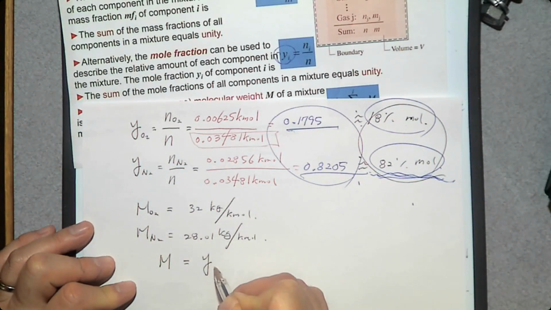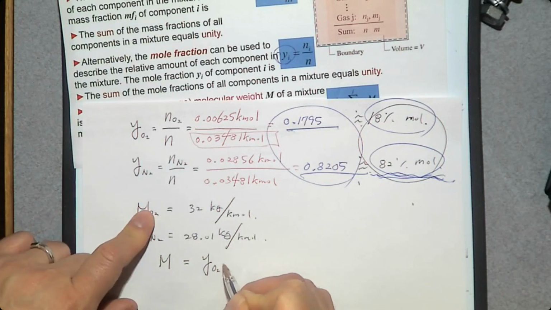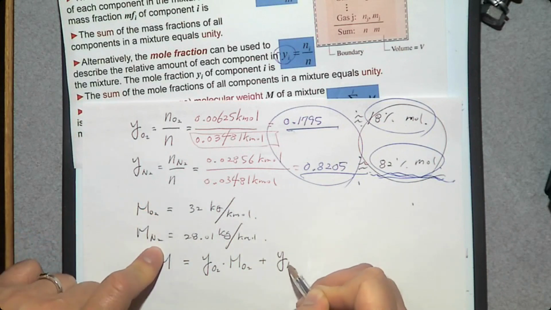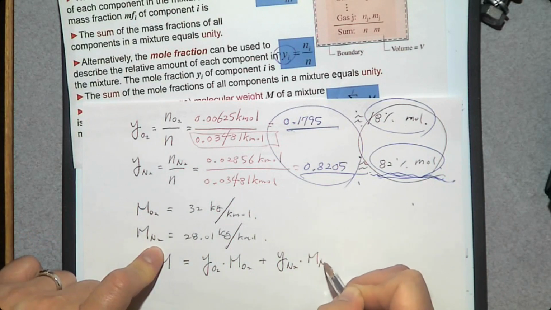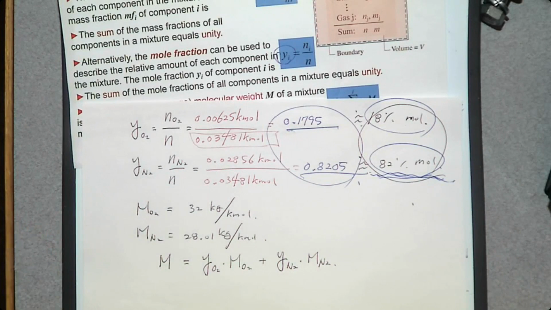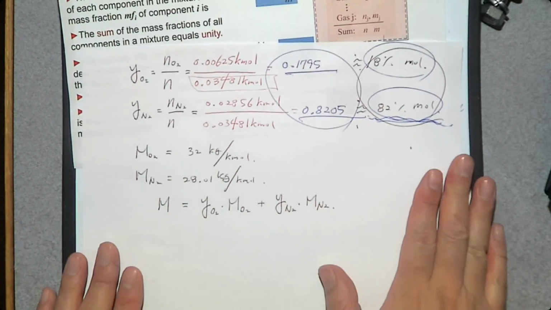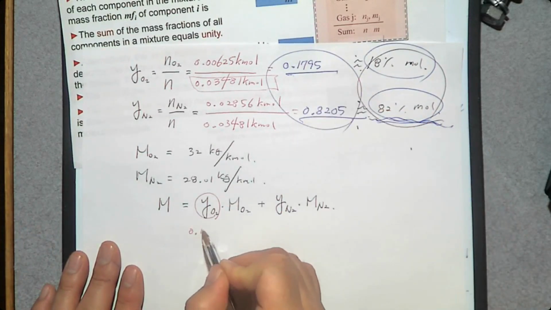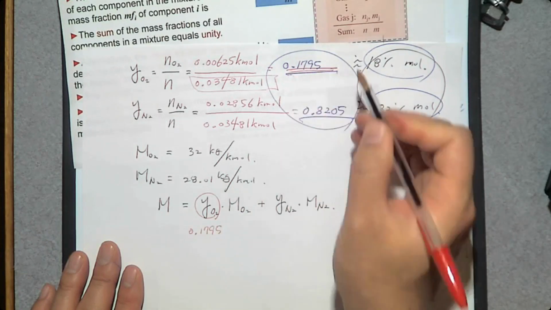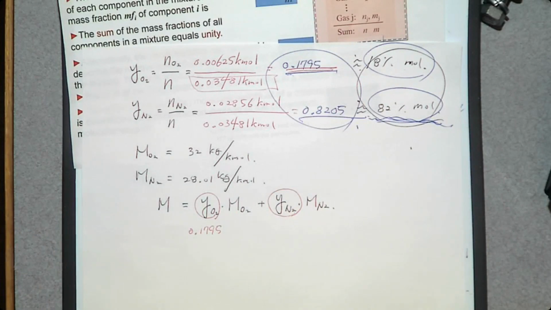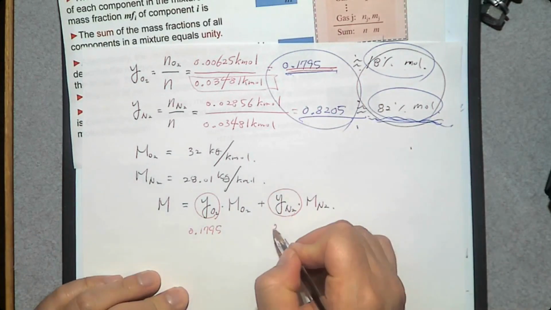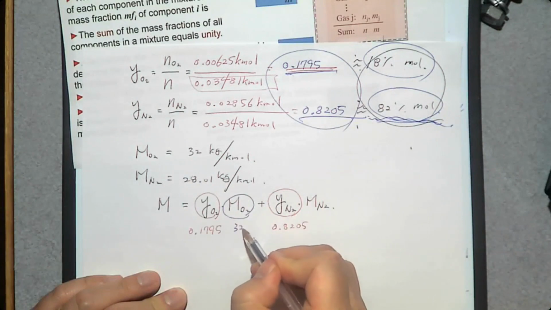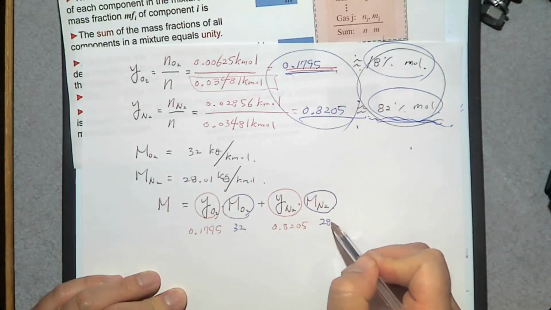The mole fraction of one component, oxygen in this case, times the molecular weight of that component plus the mole fraction of the other component, N2, times the molecular weight of N2. So that's how we determine the average molecular weight. The molar fraction is going to be 0.1795, which is here, and the mole fraction of nitrogen is this one, 0.8205. The molecular weight of oxygen is going to be 32.